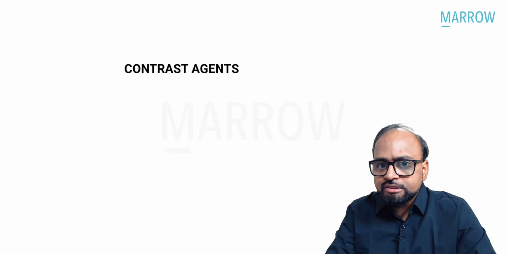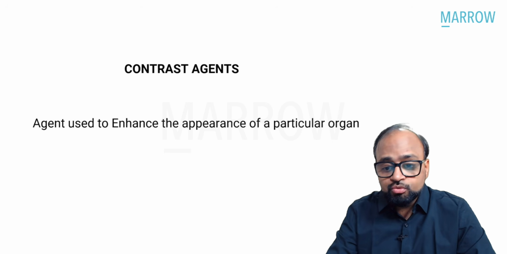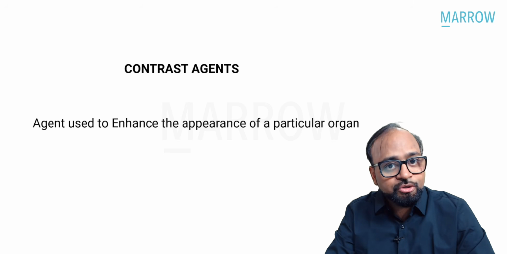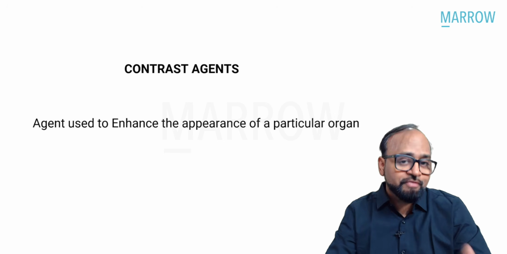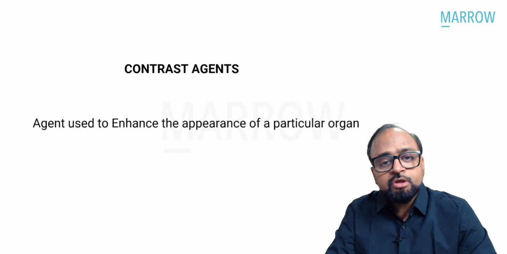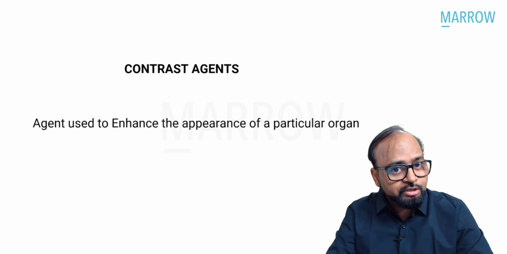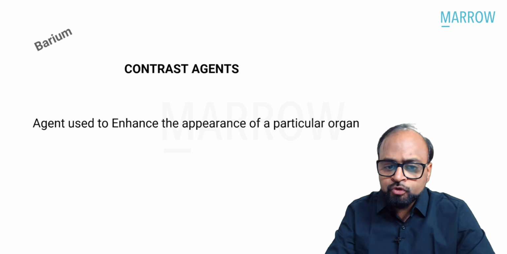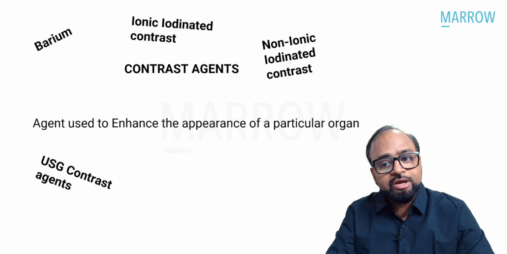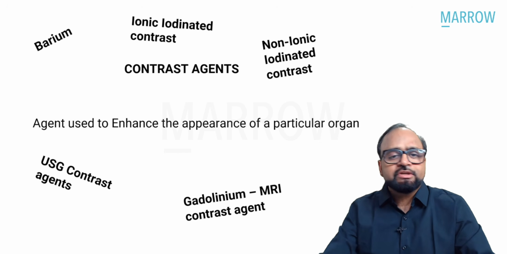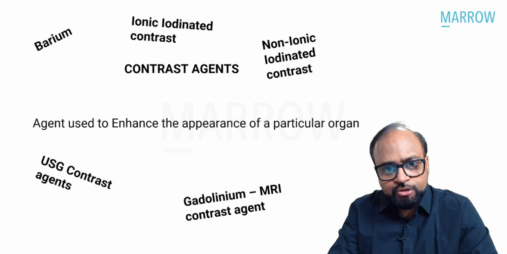So, what are contrast agents? Contrast agents are agents which are used to enhance the appearance of a particular organ. Barium is used to enhance the appearance of the esophagus, so it is a contrast medium. Iodine is used to enhance the appearance of the kidney, ureter, bladder, so it is a contrast agent. Barium, ionic iodinated contrast, USG contrast, non-ionic iodinated contrast, and gadolinium are the various contrast agents we need to know.